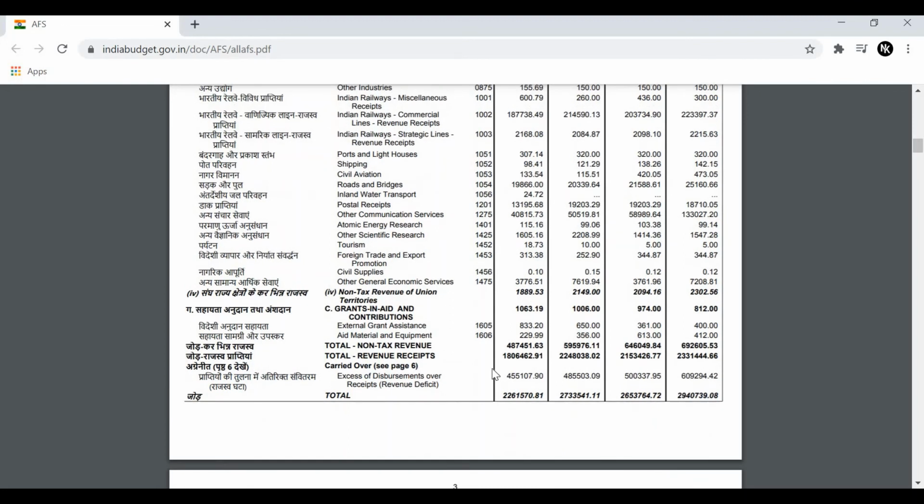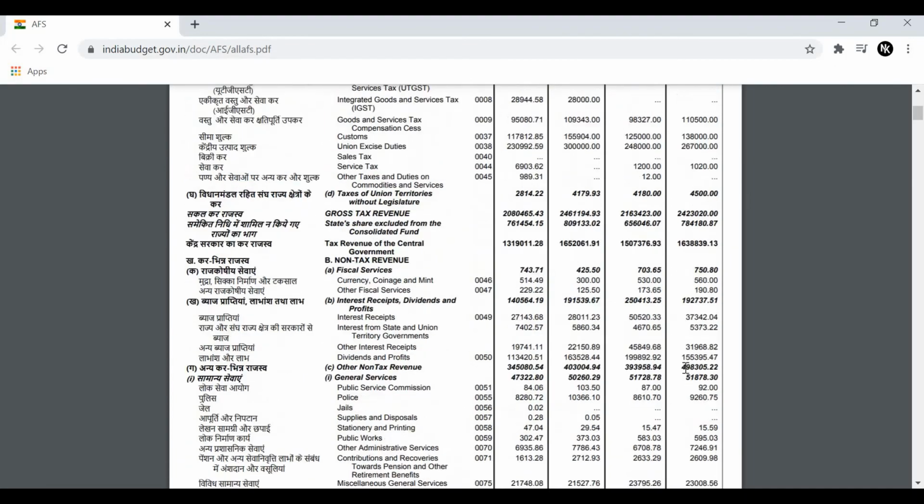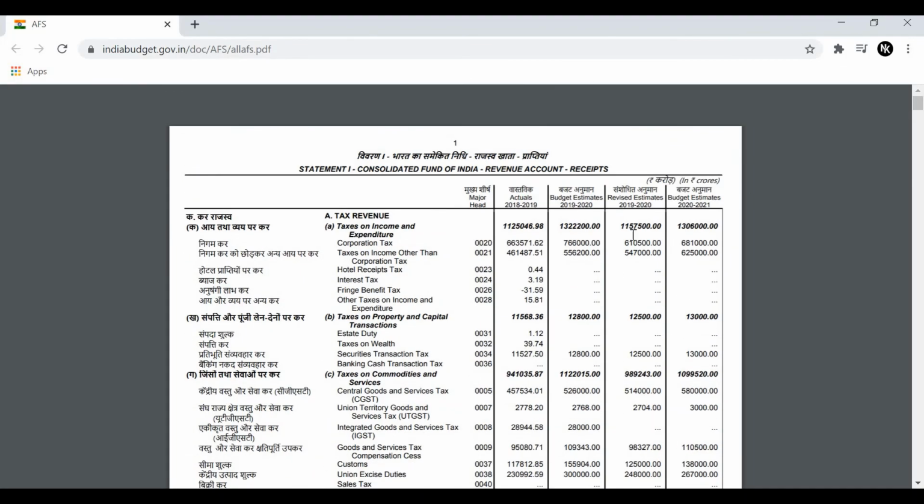And it comes down to the actual revenue from 2018 to 2019 was 2,261,570 crores. And the budget estimate was 2,733,541. The revised estimate was 2,653,764, and the budget estimate for this upcoming fiscal year is 2,940,739 crores. So this concludes the revenue part of the government.